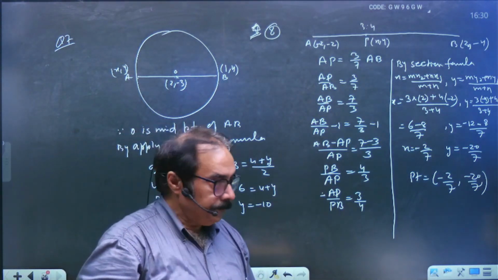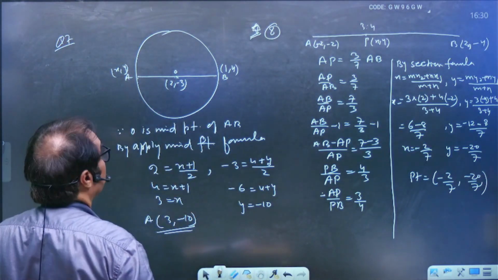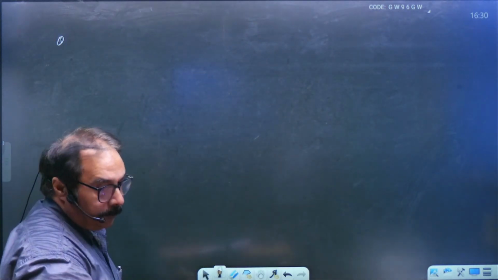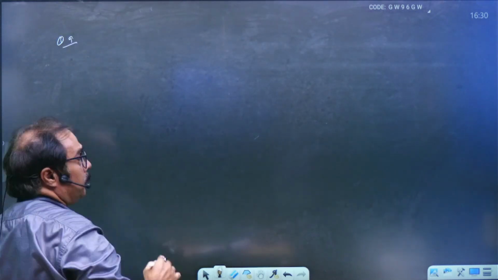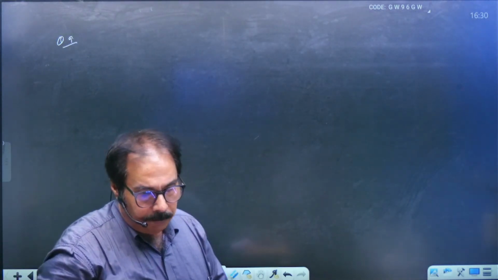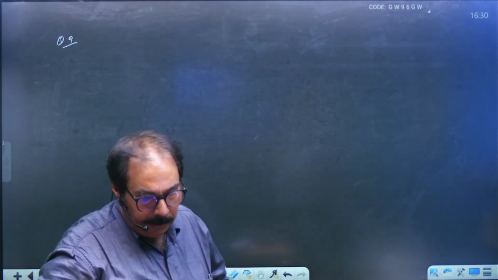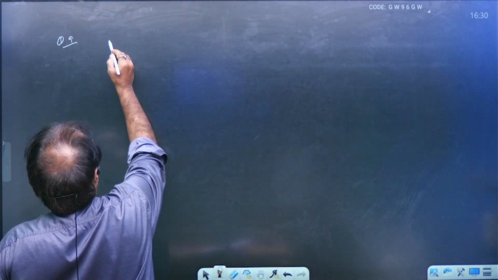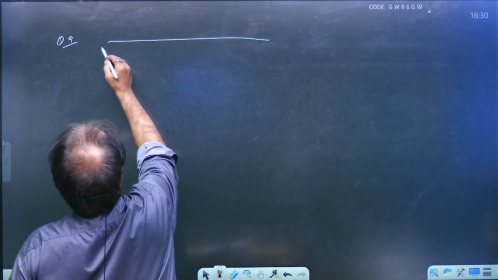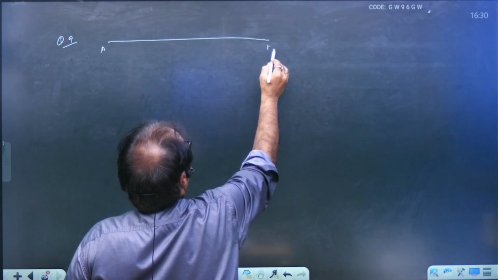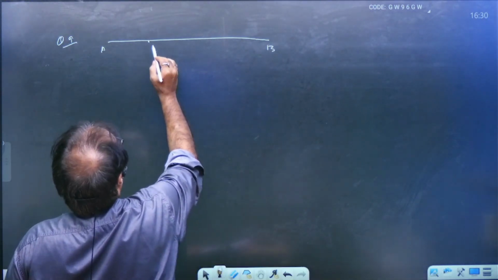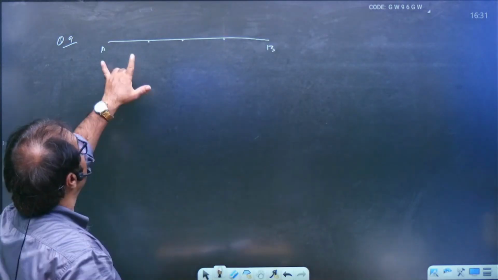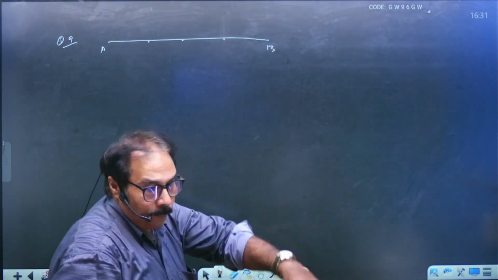Okay, got it? Now the next question is question number 9. The ninth question is, find the coordinates of the points which divide the line segment joining these two points into 4 equal parts. So again, it is a very interesting question. Suppose this point is A and this point is B, and now they are divided into 4 equal parts. This is the first part, second part, third part, and fourth part.